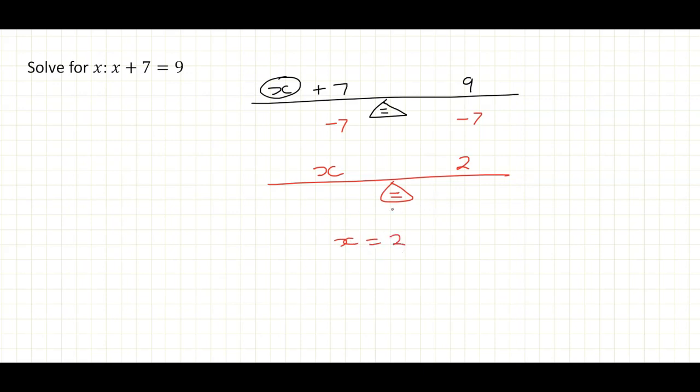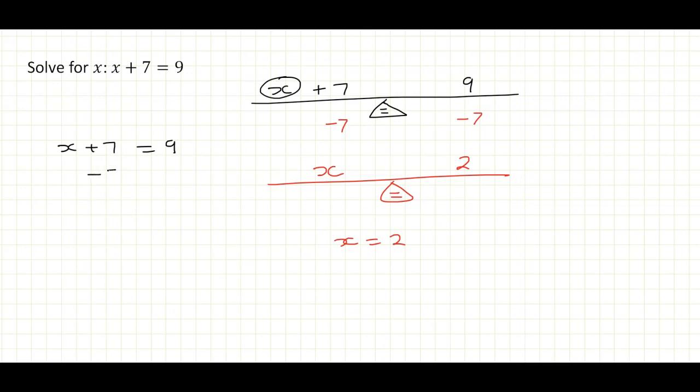Now the approach that is more common for most teachers or most instructors is this approach right here. So I have x plus 7 equal to 9. What I need to do now is find out the opposite of plus 7.